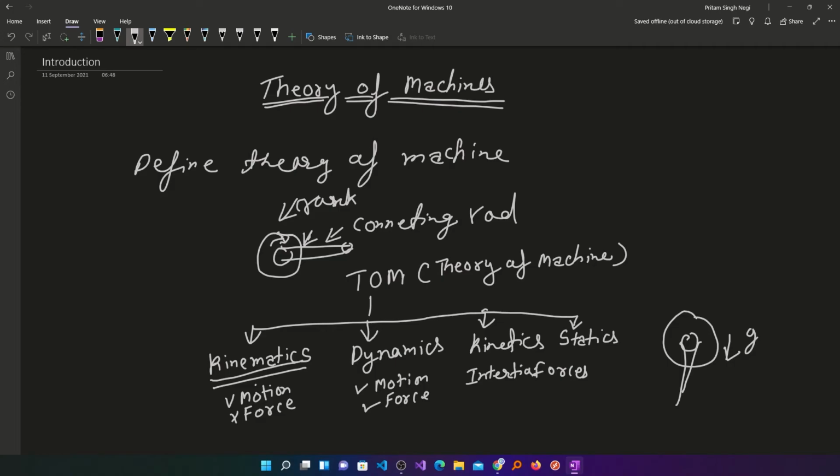At a glance, let's repeat all the things we have studied. The theory of machine is a branch of engineering which deals with motion and the forces acting on machine parts. It can be categorized into four categories. First is kinematics, which deals with motion without considering force. Then there is dynamics, which deals with both motion and force. Kinetics differs from dynamics as it only considers the inertia forces. In statics, we only consider the forces that act on a body without motion. So this was a very quick, short introduction about theory of machine.